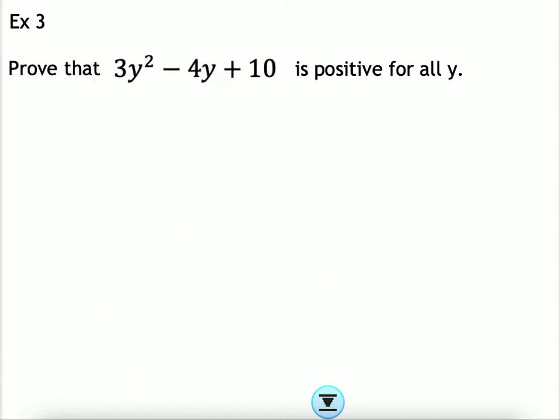Okay. And the third type of problem: prove that this quadratic is positive for all y. Now there are lots of different ways of doing this. Okay, I'm going to do this by completing the square. So I'm going to take a factor of 3 out of those first two terms. You could take it out of the whole thing, but I feel this is a little bit easier to deal with.